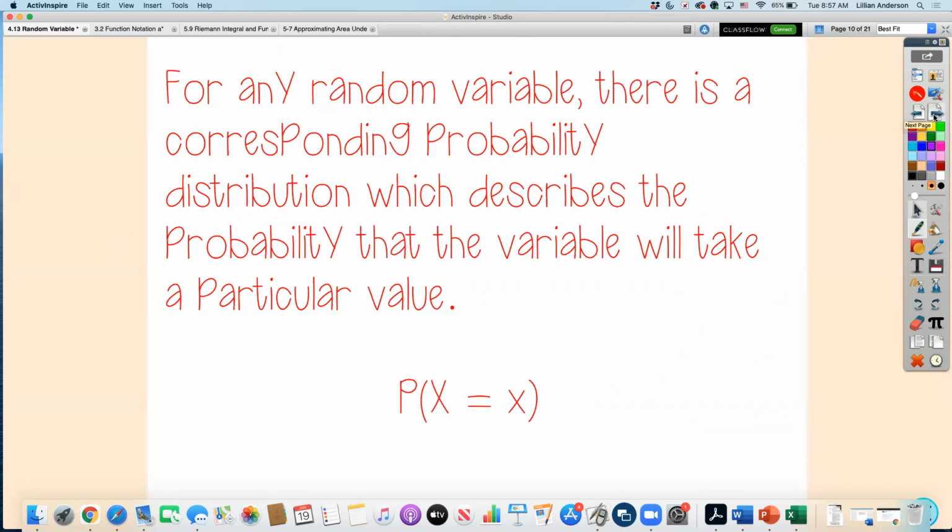Now, how do we use this? Well, for any random variable, there is a corresponding probability distribution that helps describe the probability that the variable will take a particular value. And that is represented by what you see at the bottom: P, parenthesis, capital X equals lowercase x. So there is a difference there. You've got a capital X and you've got a lowercase x.